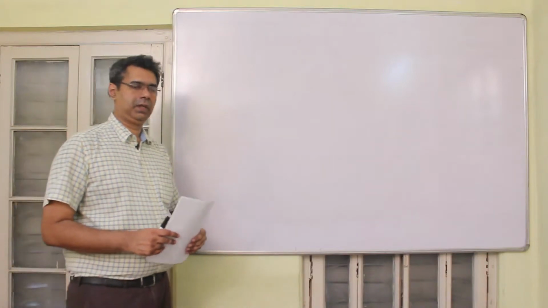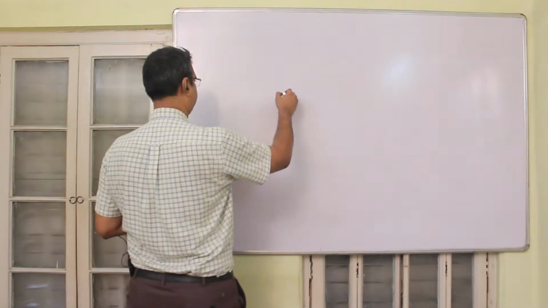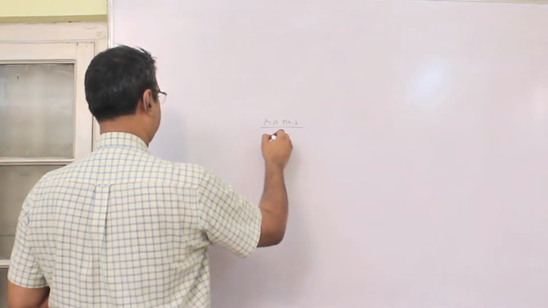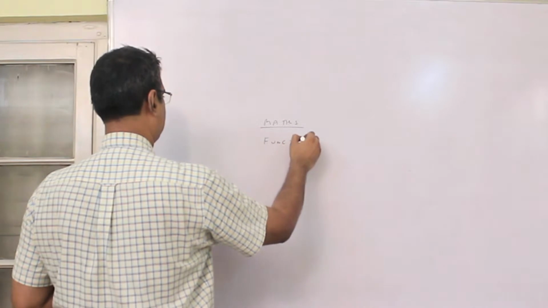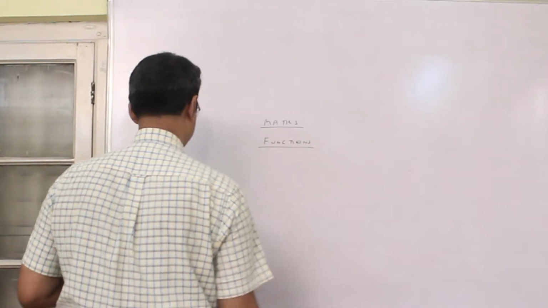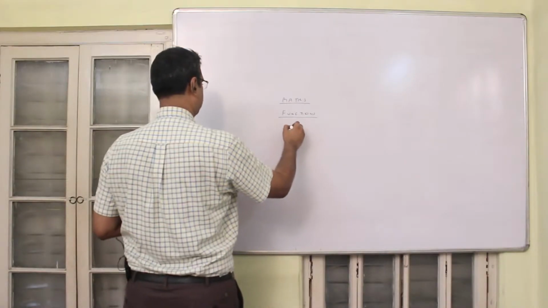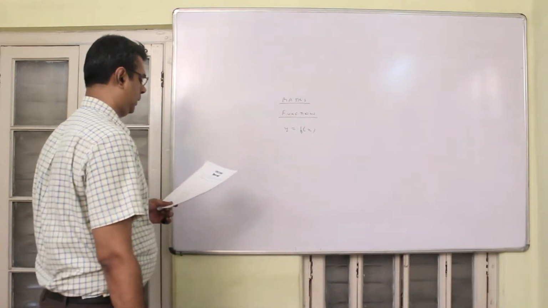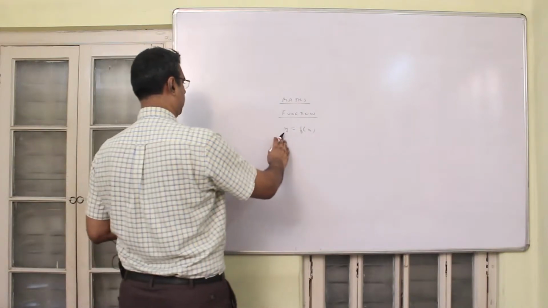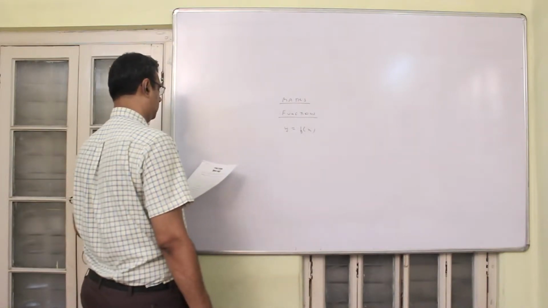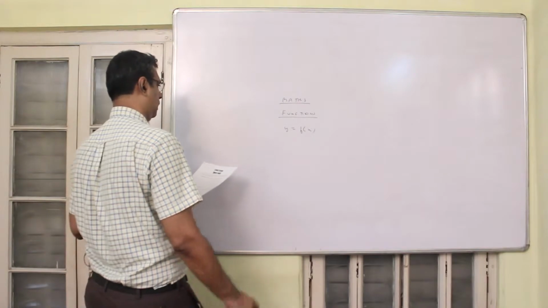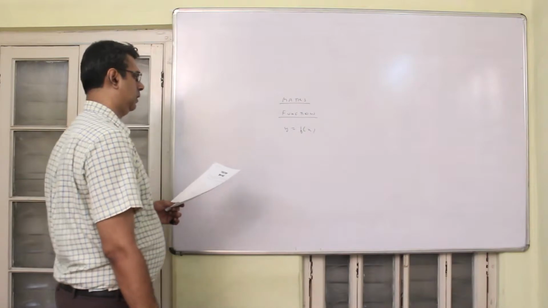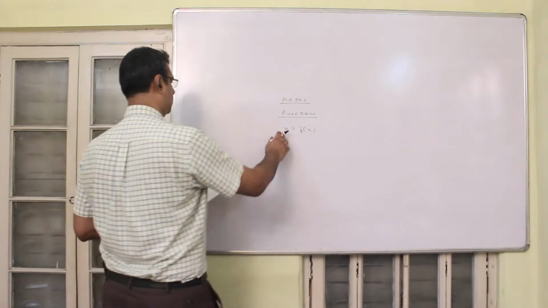Today we will be doing functions. Whenever we write an equation like y equal to f(x), this equation expresses y as a function of x. In this function, x is called the independent variable and y is called the dependent variable.